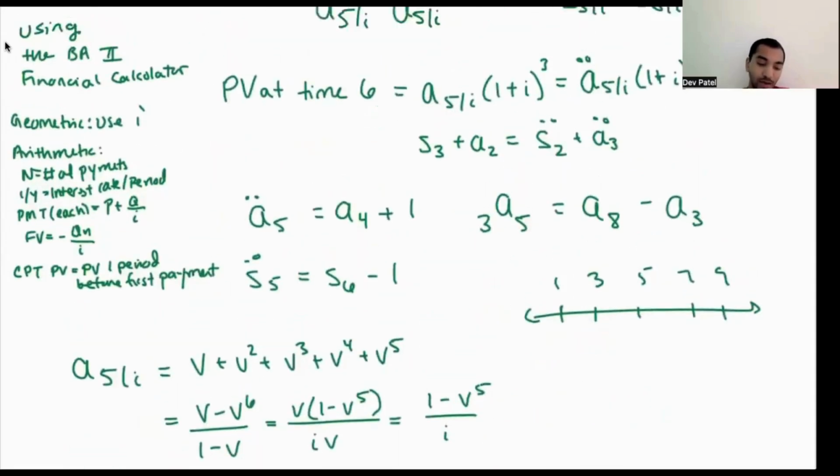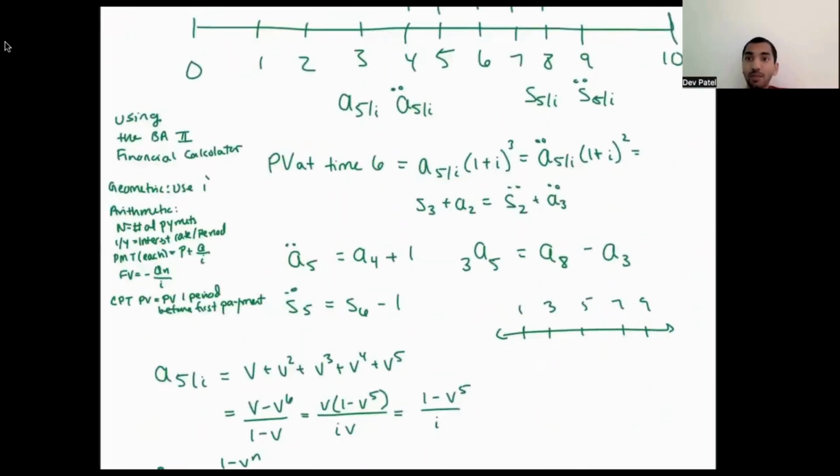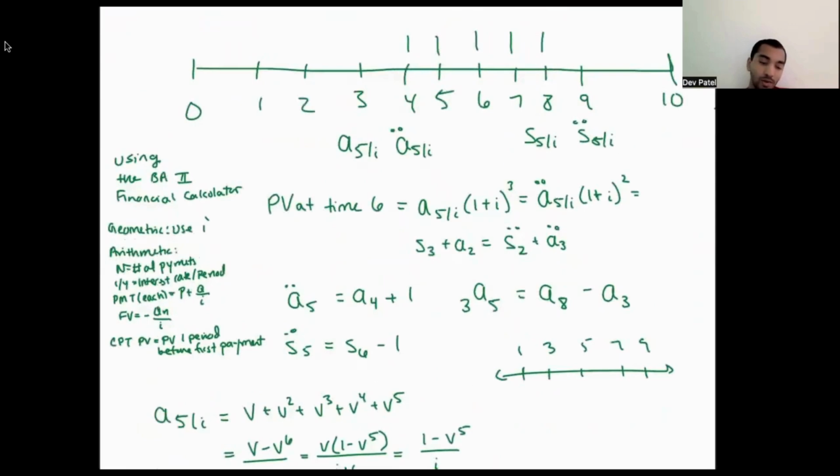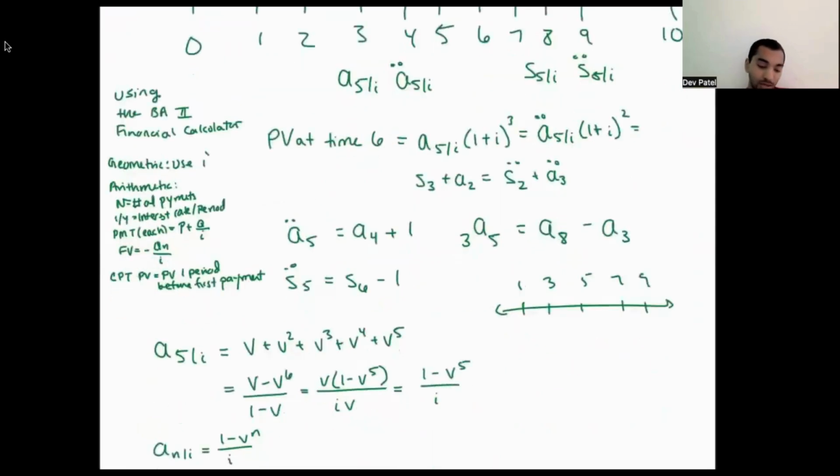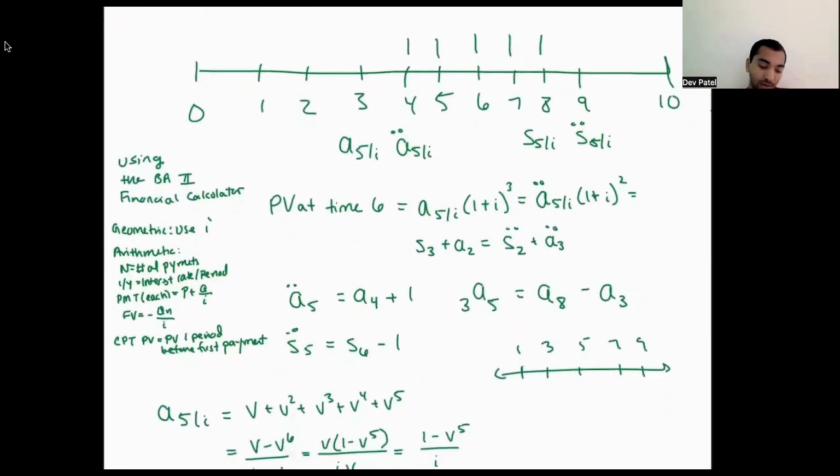And then how can we calculate this? What's the formulaic representation for this? Well, one way we can derive this is through geometric sequence. So how do we calculate the present value, not the accumulated value, of these 5 payments?